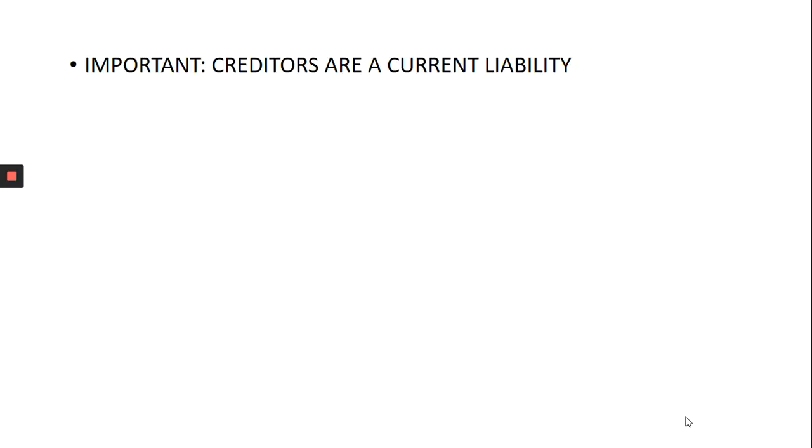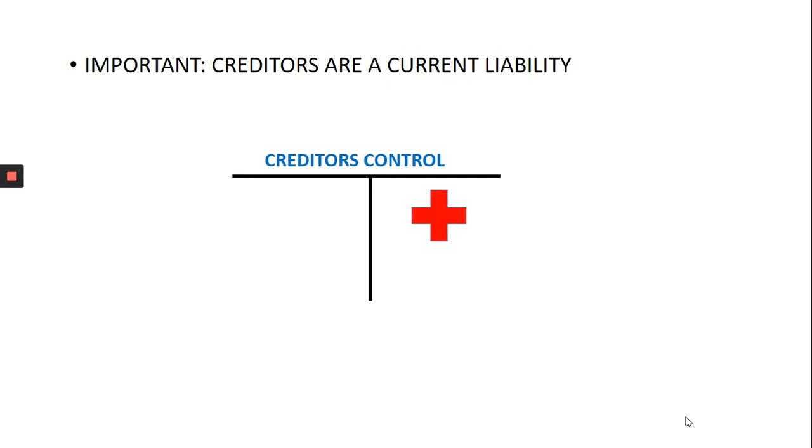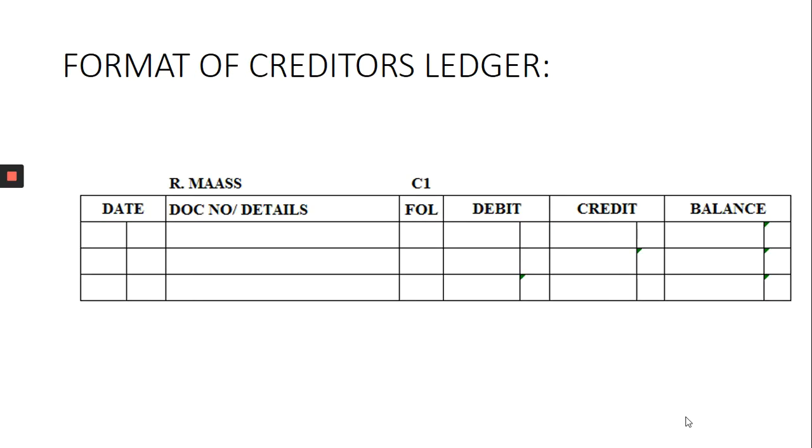Now remember, creditors are a current liability for our business. Therefore, creditors control will increase on the credit side and decrease on the debit side. Now let's look at the format of the creditors ledger.